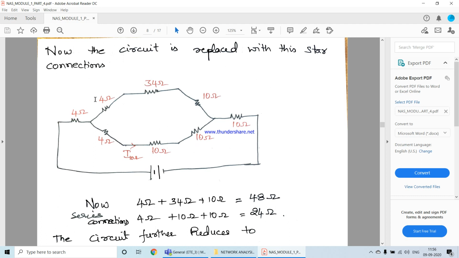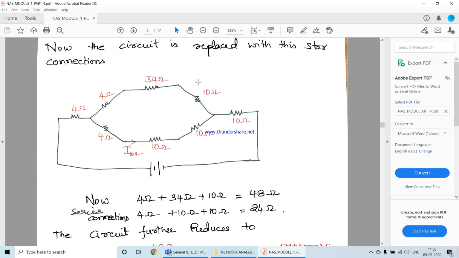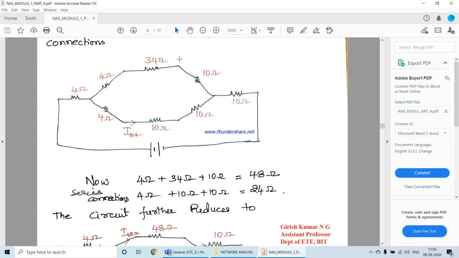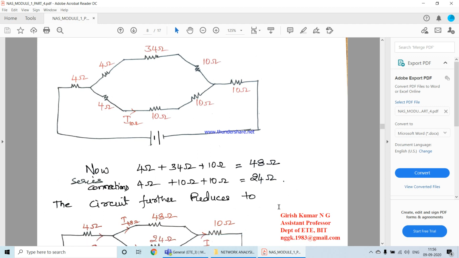Now it is very simple because 4 ohm, 4 ohm and 10 ohm are in series. 4 ohm, 10 ohm and 10 ohm are in series. So now your job is to find out what is the current through this 10 ohms. We'll see that later once we find out the total current in the beginning. Now you add all three and see what you get. So 4 ohm plus 4 plus 10, I will get 48 ohms. And then 4 ohm plus 10 ohms plus 10 ohms, I get 24 ohms.